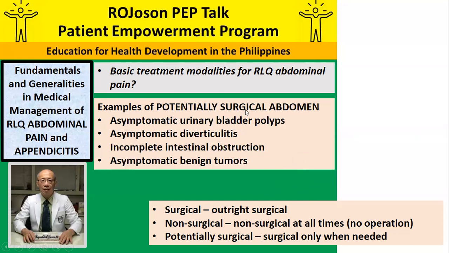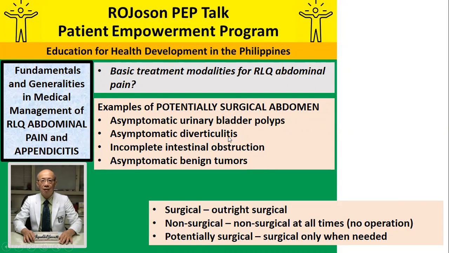Examples of potentially surgical abdomen, meaning it could be surgical when indicated, when needed. Asymptomatic urinary bladder polyps. At that time, most likely it's not causing any problem. It's benign, so it's being observed. Then sometimes the polyp grows bigger, unexpectedly. There is now a suspicion that there could be a cancer. Then the patient has to be operated on.